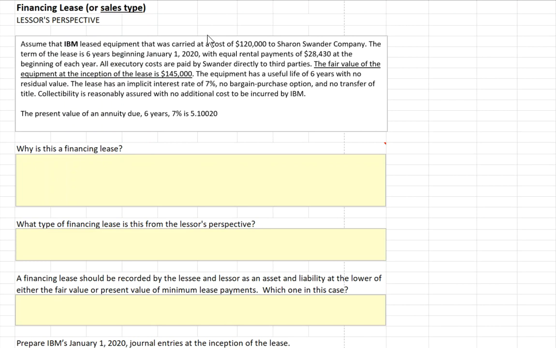All executory costs are paid by Swandler directly to third parties. The fair value of the equipment at the inception of the lease is $145,000, and the equipment has a useful life of 6 years with no residual value. The lease has an implicit interest rate of 7%, there's no bargain purchase option, and no transfer of title. Collectability is reasonably assured with no additional cost to be incurred by IBM. Is this a financing lease, and if so, why?